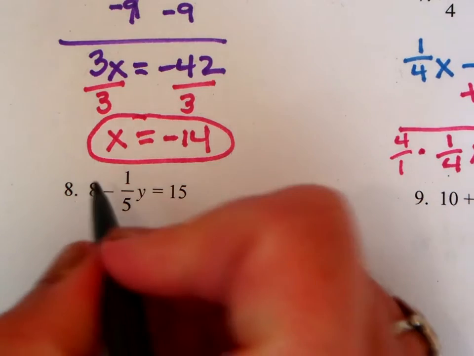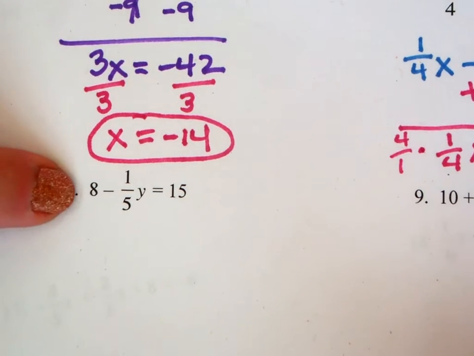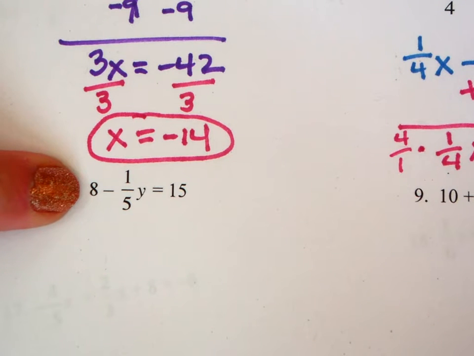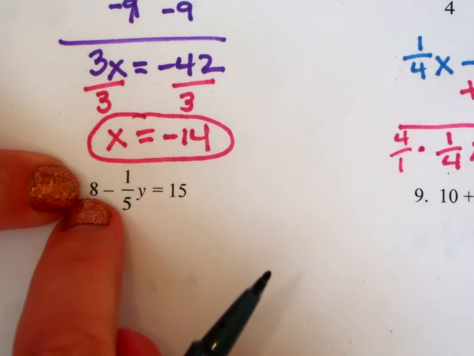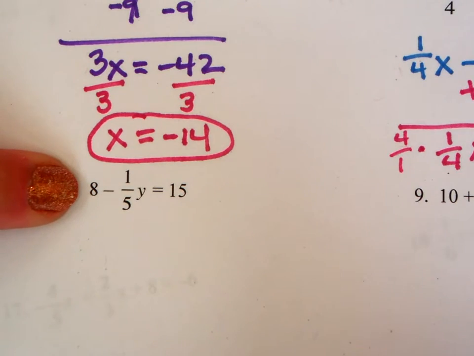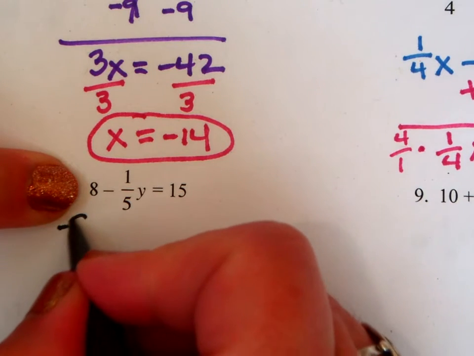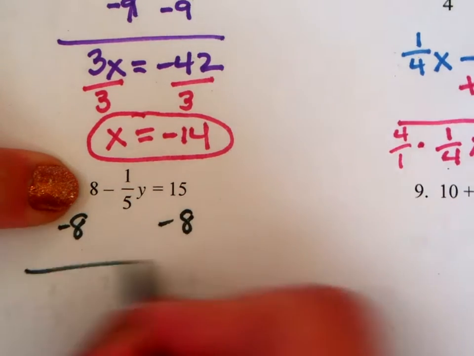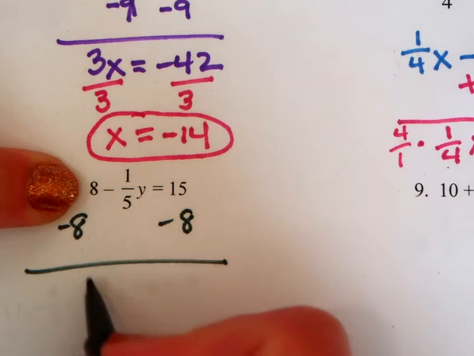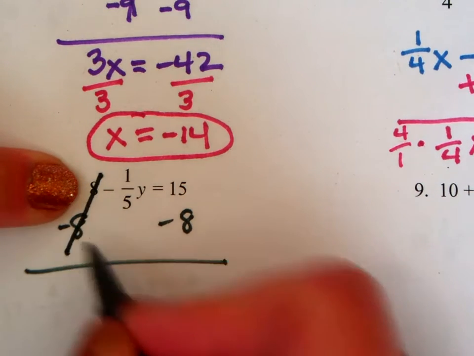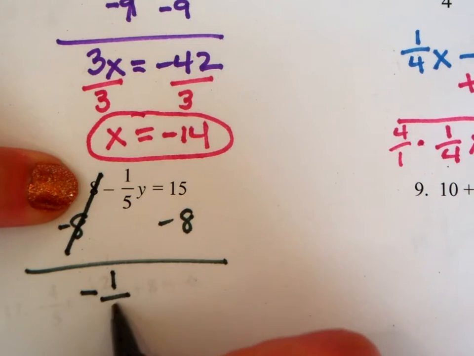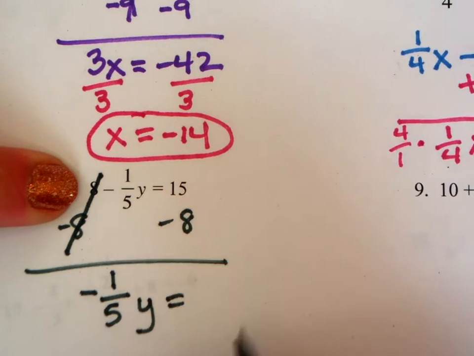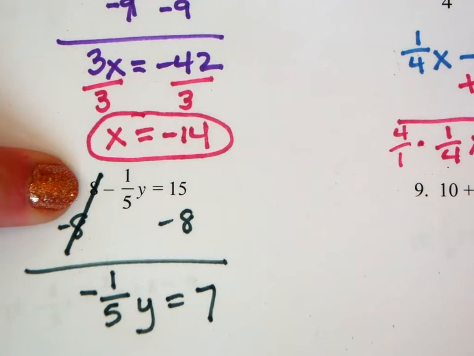So again, you're still solving. You may want to kind of hide the number 8 that is right here and just kind of look at the problem so you don't get confused. Okay, so I'm going to want to get rid of that 8 there, and because there's nothing in front of it, it is a positive 8. So I'm going to subtract 8 from both sides. Now don't forget, this negative is still there. The 8 minus 8 is gone, but it is still a negative 1/5 y. And 15 minus 8 is 7.